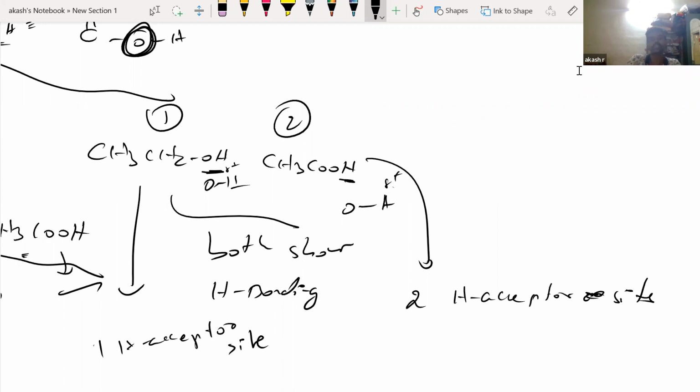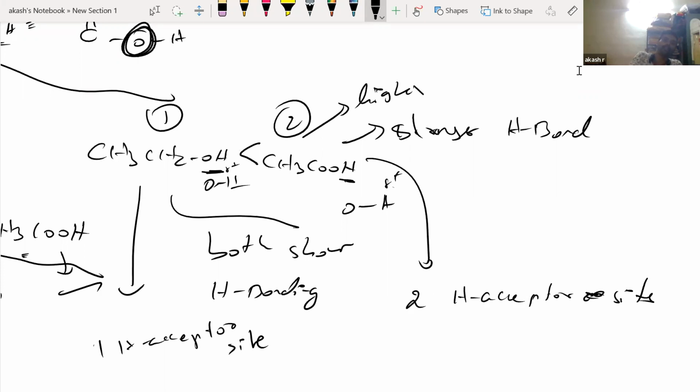So that is the reason why this will show a stronger hydrogen bond, and this would be a weaker hydrogen bond, and that is the reason why this will have a higher boiling point. Compared to almost all the functional groups, compared to alcohol or any other functional group you take, acids are going to have very, very high boiling points because they have very, very strong hydrogen bonding. This you have to keep in mind: acids will have one of the highest boiling points because of very strong hydrogen bonding.